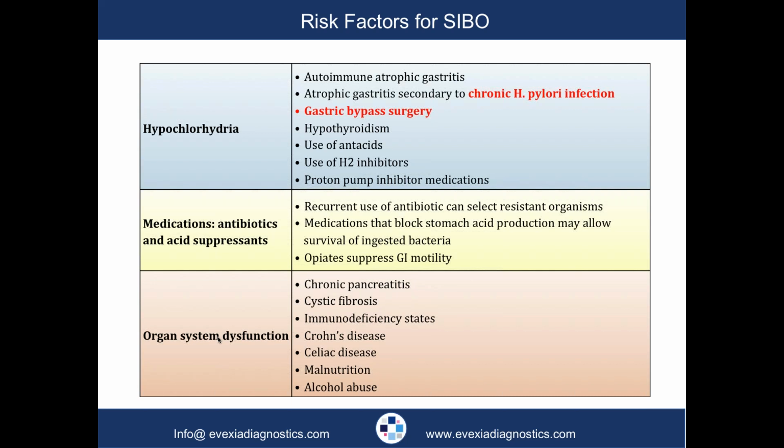And finally, on the bottom here, organ system dysfunction as it relates to the risk factors for SIBO. Chronic pancreatitis, Crohn's disease, celiac disease, malabsorption, and alcohol abuse. Certainly all of those can set the perfect storm for SIBO.